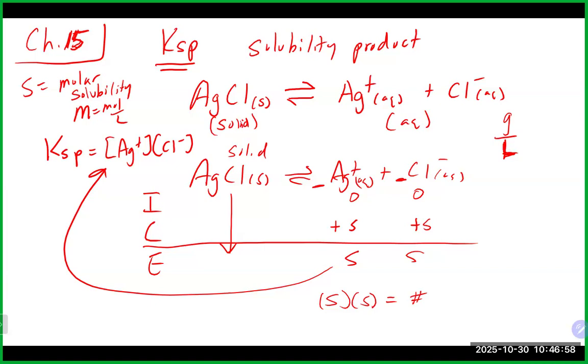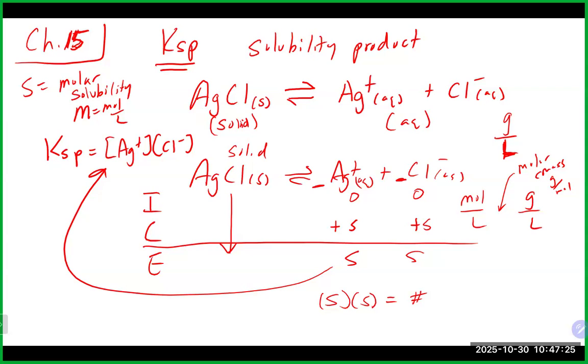And as we talked about last time, going from molarity to grams per liter, the thing that ties that together is the molar mass. And you can get that from the periodic table, grams per mole. It allows you to go either way, either from moles per liter to grams per liter or grams per liter back to moles per liter.